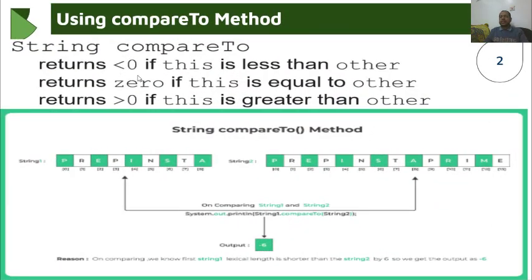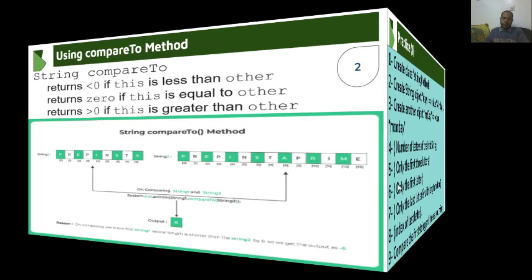The return is less than 0 if this, which is string number 1, compared to string number 2, is less than string number 2, so the result will be minus. So the first one is less than the second one, so the result will be negative. If both are equal, it will be 0. If the first is bigger, it will be positive, depending on the letters, on the ASCII code as well.